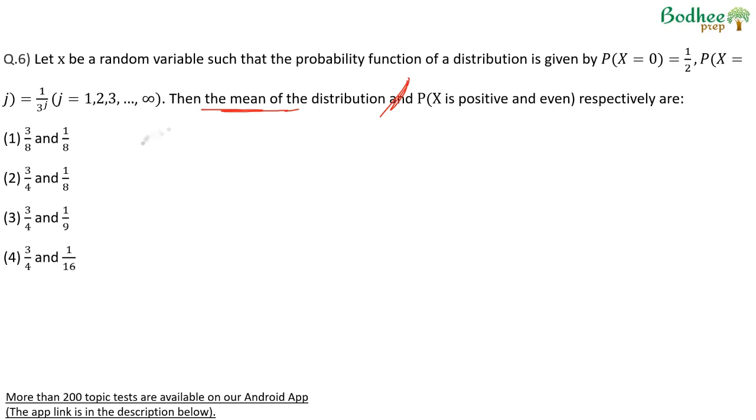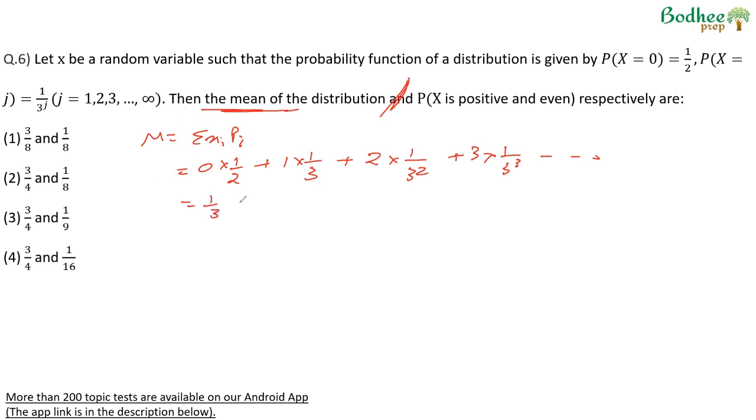Now for mean, we say mean is nothing but sigma xi pi, variable into probability. When variable is 0, probability is 1 by 2. When variable is 1, probability will be 1 by 3 raised to power 1. When variable x is 2, probability will be 1 by 3 raised to power 2, 3 into 1 by 3 raised to power 3, and so on. This is the mean that we are calculating, and then 1 by 3 plus 2 by 3 square plus 3 by 3 cube, and so on.